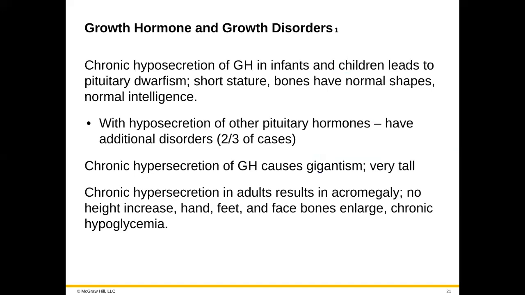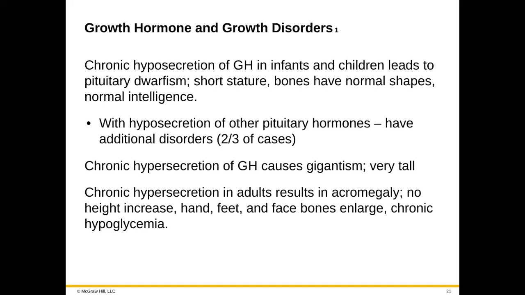There are many different growth hormone disorders and growing disorders. So chronic hyposecretion of growth hormone in infants and children can lead to pituitary dwarfism. And this is when you're going to be short in stature. Bones are going to have normal shapes, and you're going to have normal intelligence. You're just stunted in growth, if you will. Hyposecretion of the other pituitary hormones has additional disorders that we'll talk about as we go through.